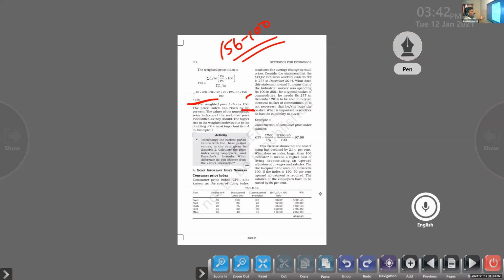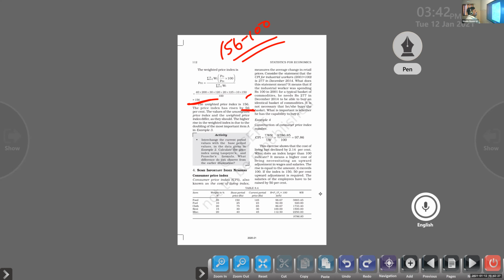Now, how many items are there? That many. Clear or not? We want to multiply and add all those values together. So it is sigma, i equals 1 to n, of Wi, then P1i divided by P0i into 100. Clear? So the equation is a complicated one, but the calculation is so simple to understand the things there.